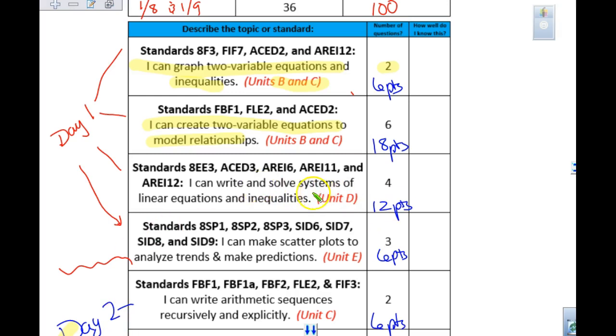To write and solve a system. So I can write a system of linear equations and I can solve. That's unit D. 4 questions, again, 3 points each, as we are kind of looking at those. So tonight when you're studying or going through, those are the type of questions in the review that you want to look at.